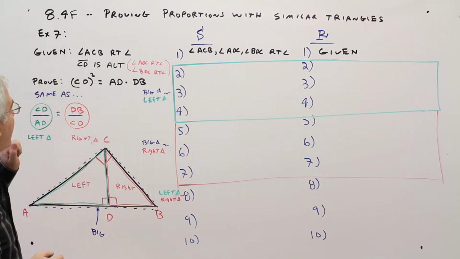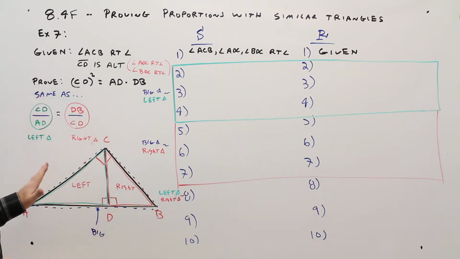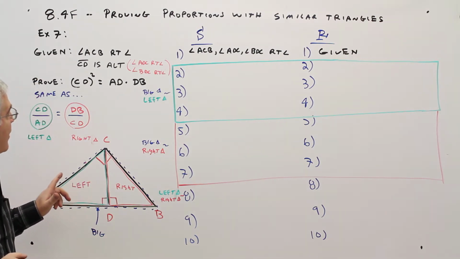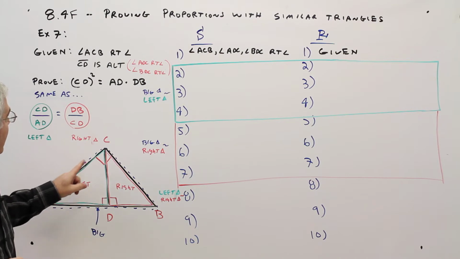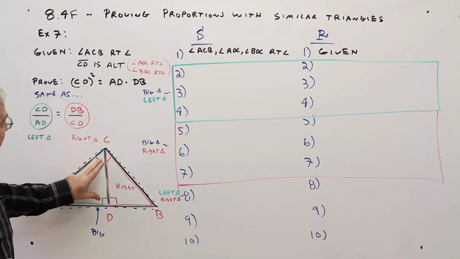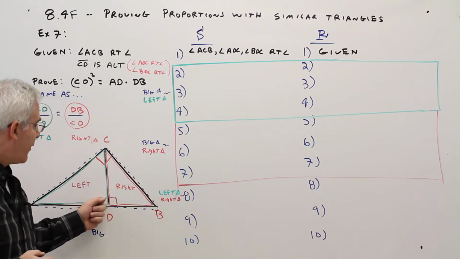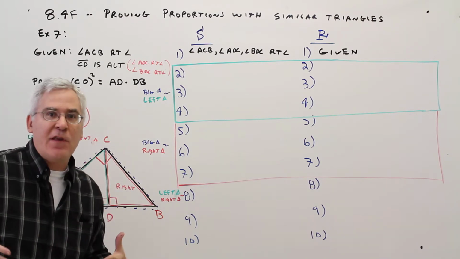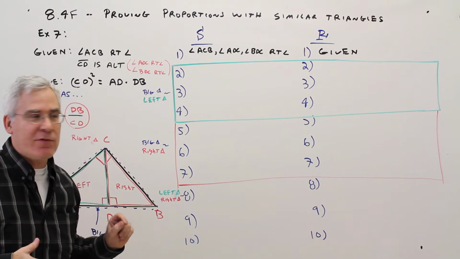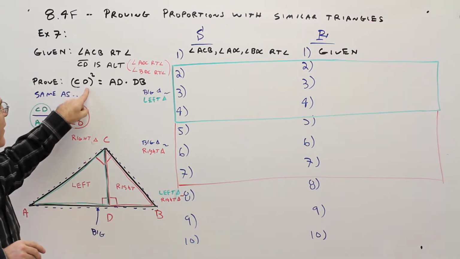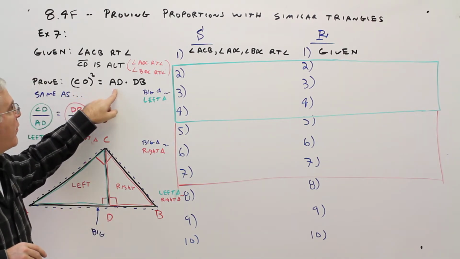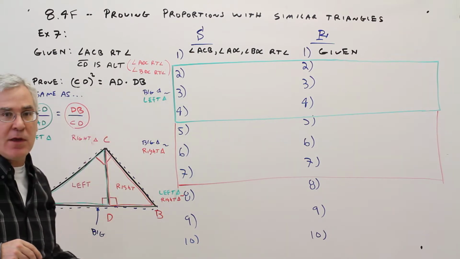So here's example 7. Given that triangle ACB is a right angle and that CD is the altitude to the hypotenuse, I've also included right away, this is a right angle, this is a right angle, just to help simplify the proof. So I'm going to put that as a given. Prove that CD squared equals AD times DB.